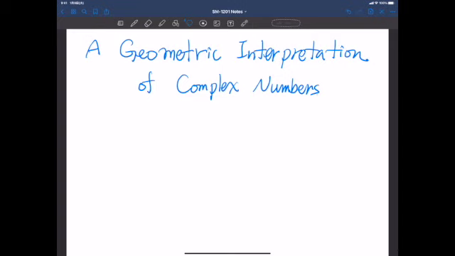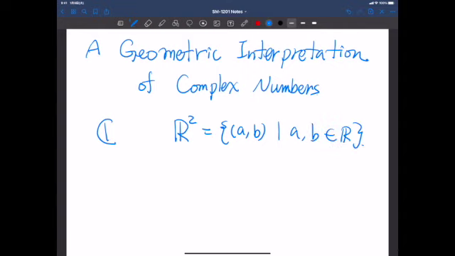Now let us consider a geometric interpretation of complex numbers. For that aim, recall how we define the set of complex numbers. First of all, we considered this Cartesian product of the set of real numbers. So this was the set of all ordered pairs of real numbers, a and b, where a and b are real numbers. Then we introduced two operations called addition and multiplication between the elements of this set of pairs of real numbers.